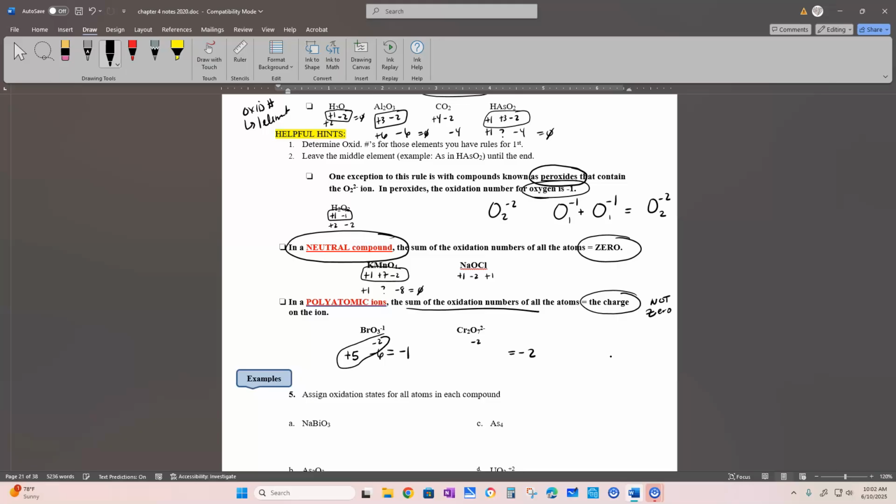Oxygen's -2. 2 times 7, -14, but it's got to equal -12. So -14 equals not -12, -2. So that must mean my chromium is +12. But here's the problem. I got 2 chromiums. All of the chromiums equal +12. I need oxidation for one of them. So 12 divided by 2, chromium must be +6.